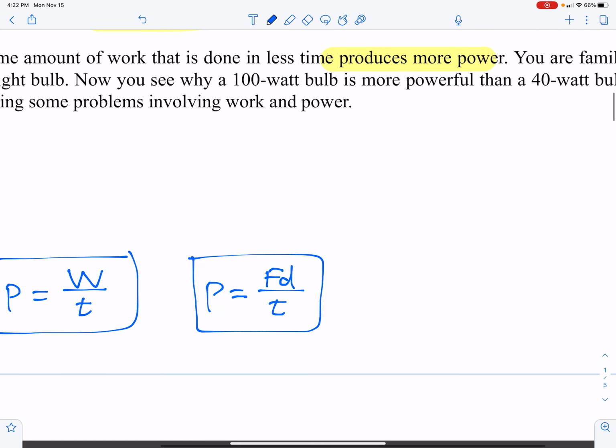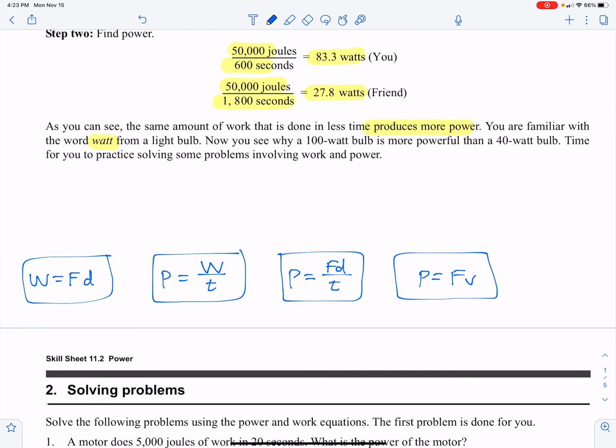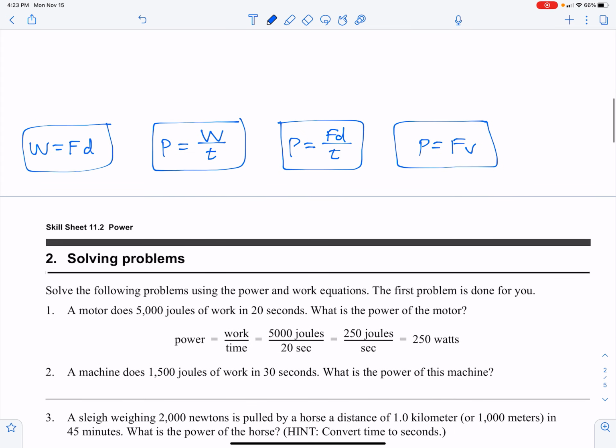And then lastly, distance divided by time, well, that's speed. So I could also write this as force times the velocity. So I have 4 possible equations, well, 3 possible power equations I could use depending on the variables given in the problem. And I also do need to know how to calculate the work. Number 1 has been done for us already. 5,000 joules of work done in 20 seconds would be 5,000 divided by 20, or 250 watts of power.